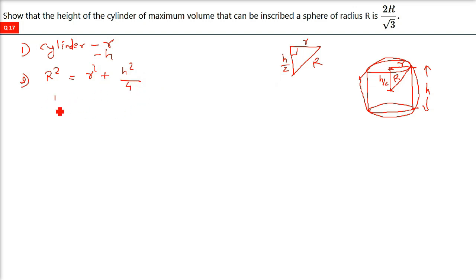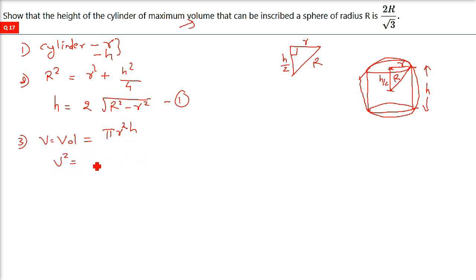Now we have got a relationship, because capital R is already given and small r and small h we have imagined by ourselves. So this h will give you twice under root R square minus r square. One is the capital one, the other one is the small one. So what will be the volume, because we are talking about maximum volume? V is pi r square h.